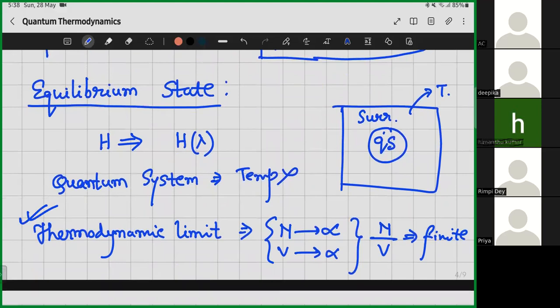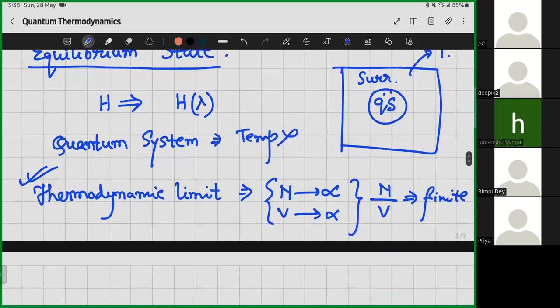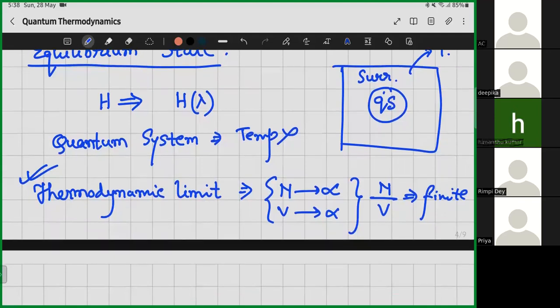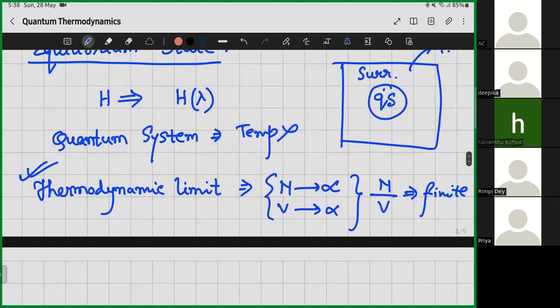That's why in the case of quantum mechanics, as this limit does not hold, we need to introduce a new definition of the equilibrium state and the other laws. Also, mathematically, you can think of L'Hospital's rule: to check whether some ratio is finite or infinite, you can apply that rule.